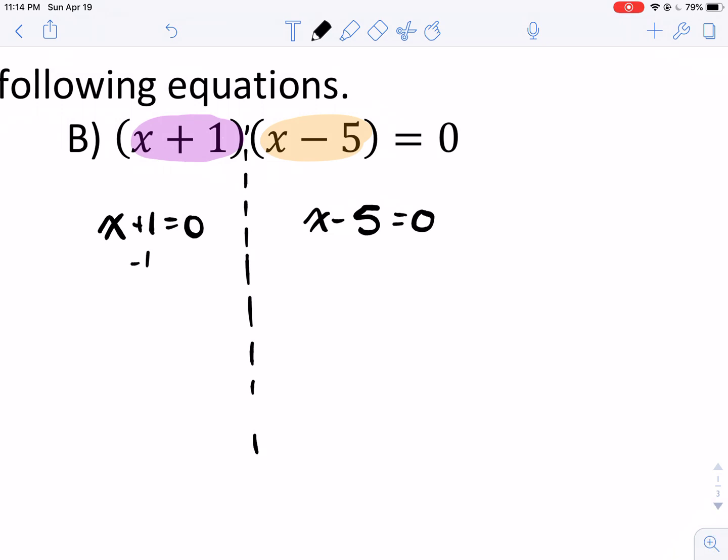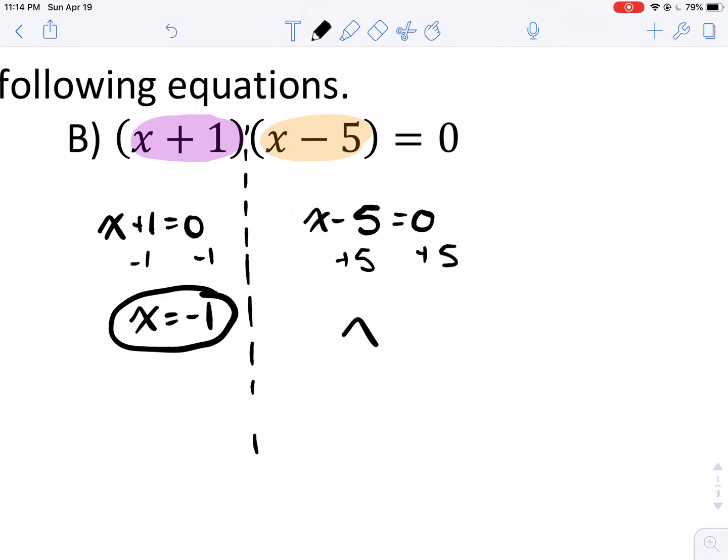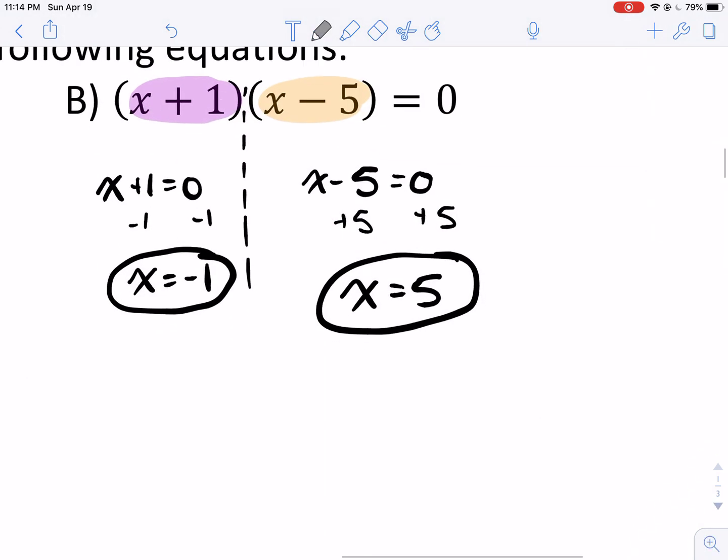Well, let's minus 1. X is negative 1. Or, and plus 5, x is 5. So we have two solutions. Let's check both of them and see if that's true.